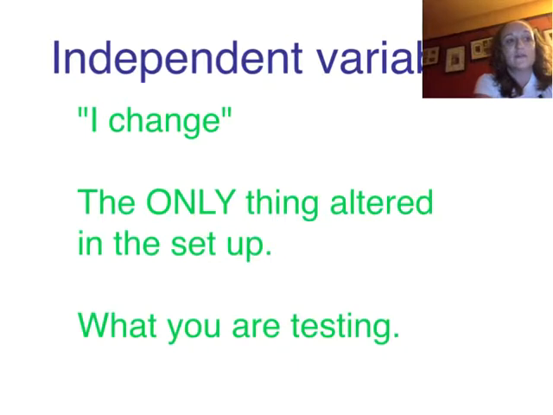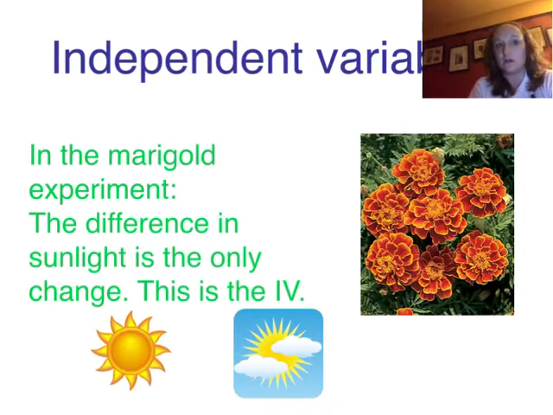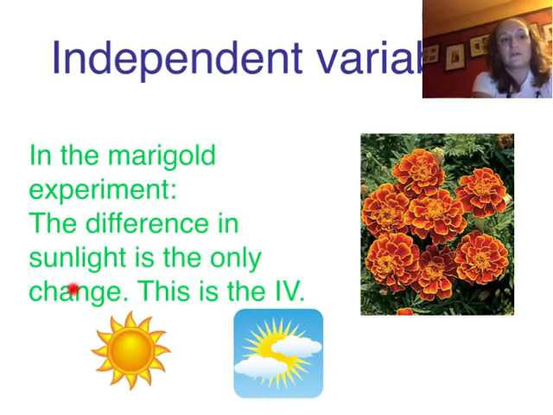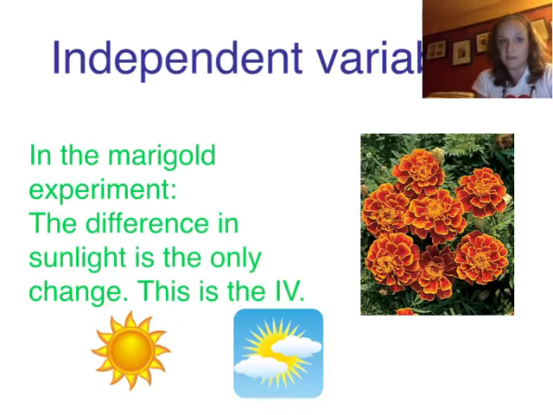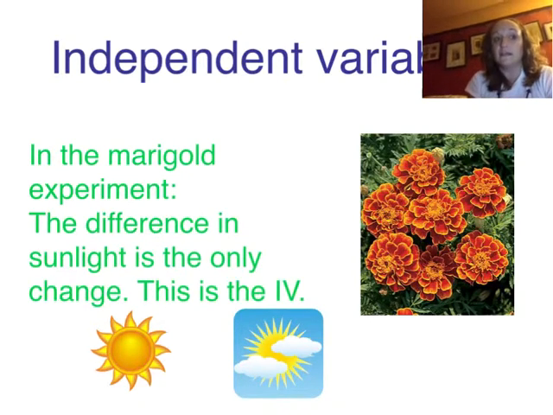Okay, so for example, if we go back to our marigold experiment, the only thing that we changed would be the difference in the sunlight. So either full sun or partial sun. And there's our marigolds right there. All right, so again, the independent variable would be either full sun or partial sun, the difference in sunlight. So one thing we changed in the experiment. It's what I've changed.